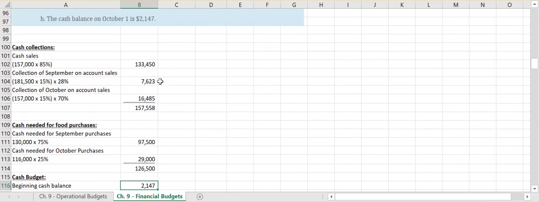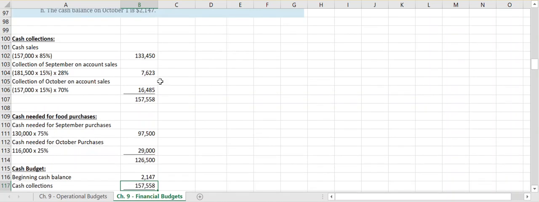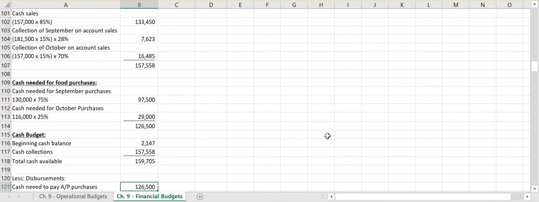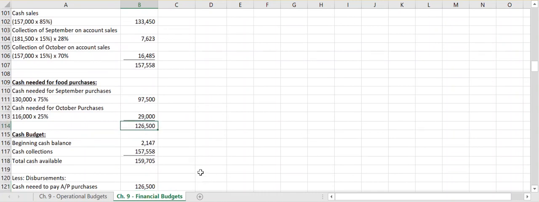So we do have a beginning balance. They said our opening balance on October 1st is $2,147. We plan to collect right here $157,558. So that gets us a total cash available in the month of October of $159,705. Now we need to look at how much cash we plan to spend. So we plan to spend $126,000 in paying off our accounts payable food purchases.